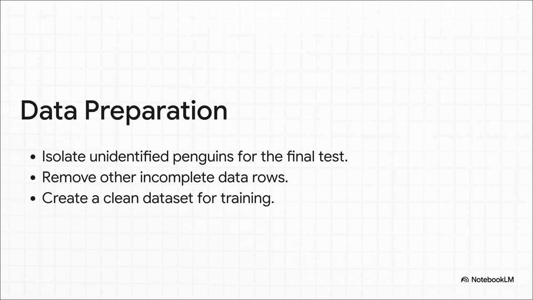They're like the final exam. And it is so important that the model doesn't get to peek at the answers, right? This prevents something called data leakage and makes sure our test is totally unbiased. Then we go through the rest of the data and just get rid of any other incomplete records. What we're left with is a super clean, pristine set of clues, which is perfect for training our detective.